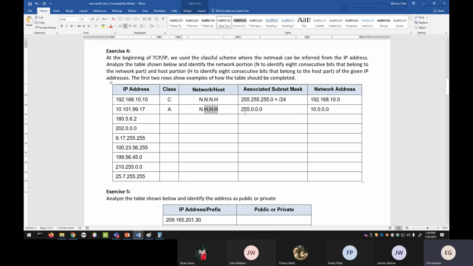It's probably something that you've already talked about, but will the network/host pattern like NHHH always be the case for class A? Yeah, it's always going to be NHHH for class A. Let me go back to the slides of last time.